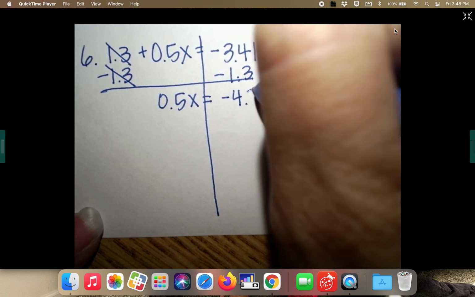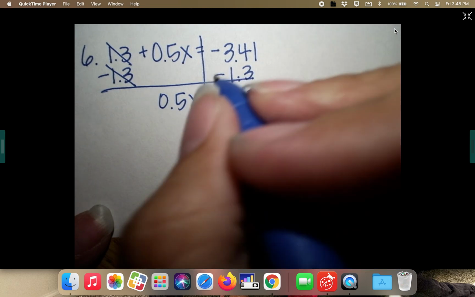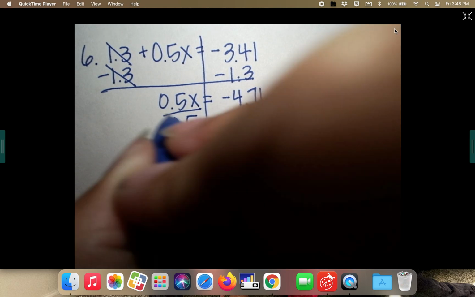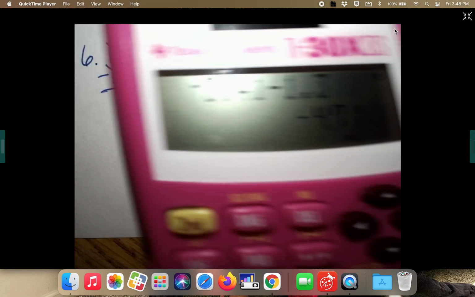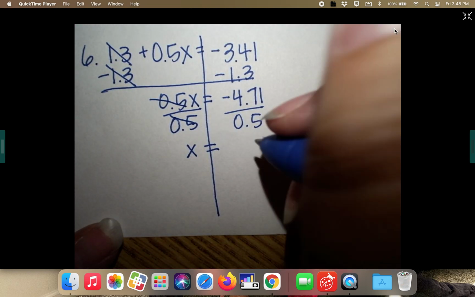Negative 4.71. All right, and then the last step, x is being multiplied by 0.5, so we're going to divide by 0.5 on both sides. It's still in my calculator, yay, so I'm just going to type divided by 0.5, negative 9.42.